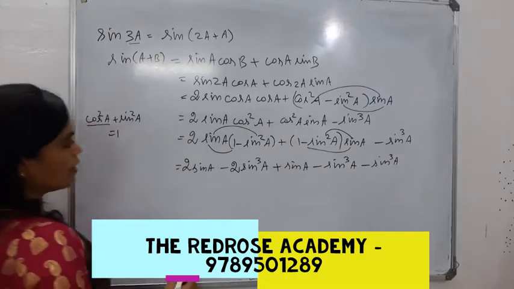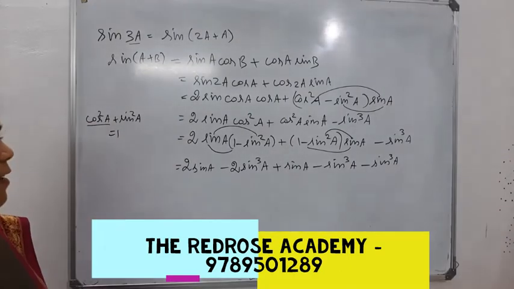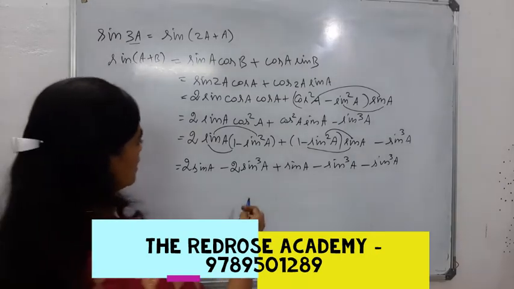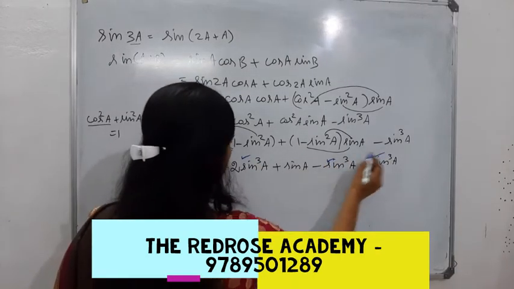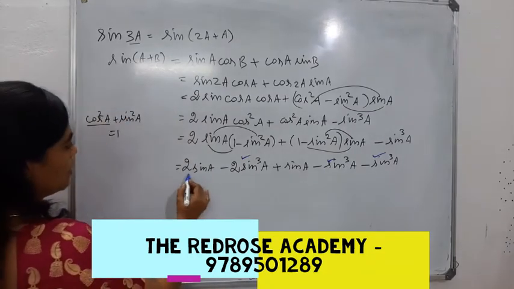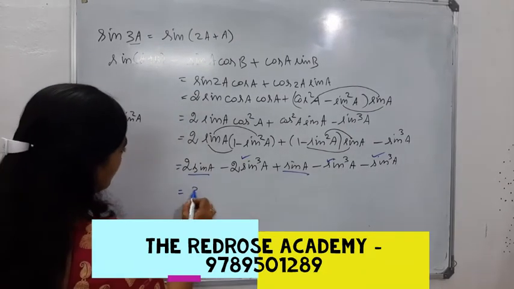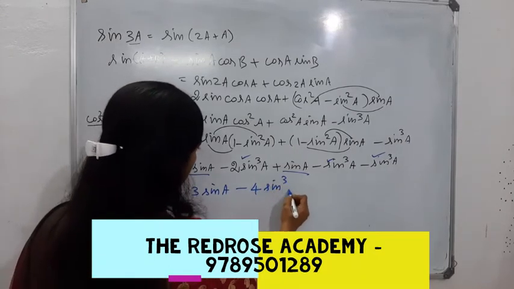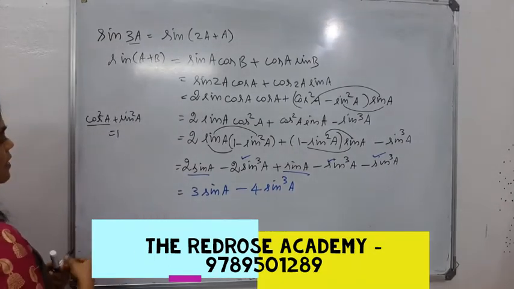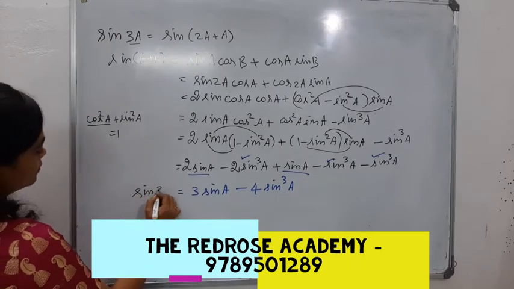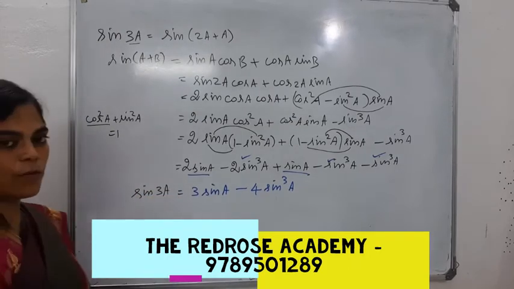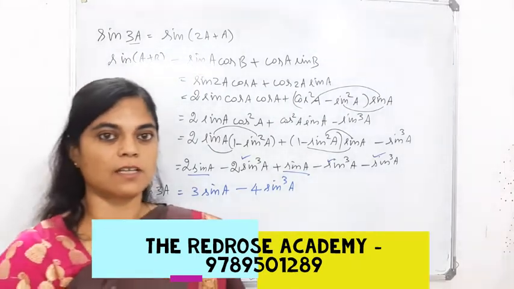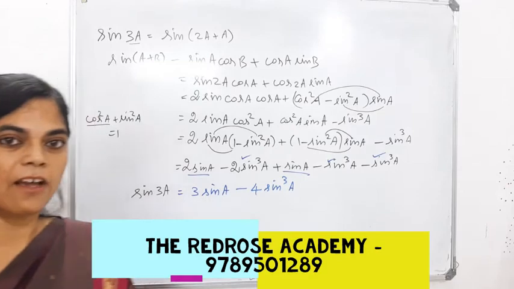Now how many sin cube A's are here? Minus 2 sin cube A, minus sin cube A, minus sin cube A. So minus 4 sin cube A. And how many sin A? 3 sin A. So 3 sin A minus 4 sin cube A. This is the formula for sin 3A. Likewise, we'll continue for cos 3A, tan 3A and its inverses, cot, cosec, sec, everything.